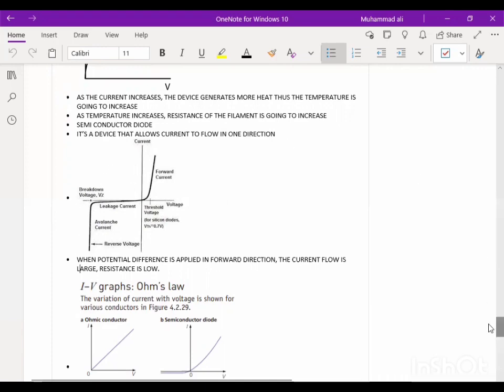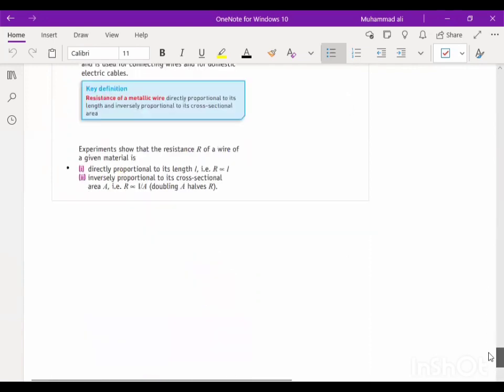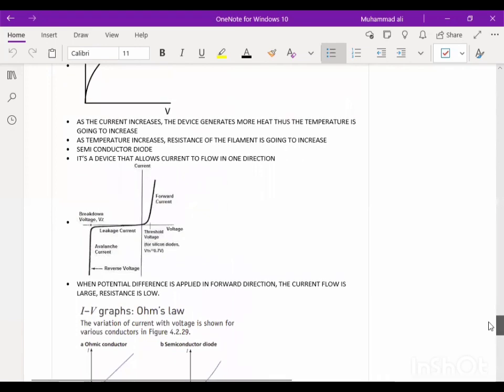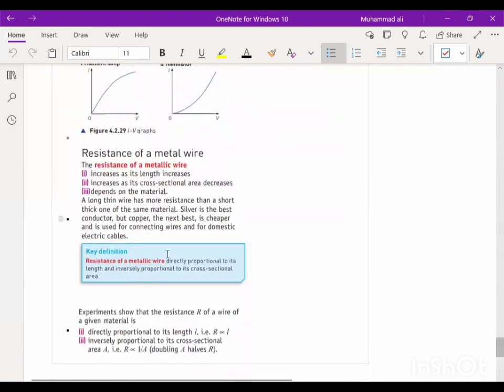Okay, then these are all the graphs that we need to know about. Ohmic conductor, always a straight line. This is for a semiconductor diode, filament lamp, thermistor. We need to discuss this thermistor. Basically, in our syllabus, we have the negative temperature coefficient thermistor, and we have that coming up. Okay, then resistance of a metal wire.